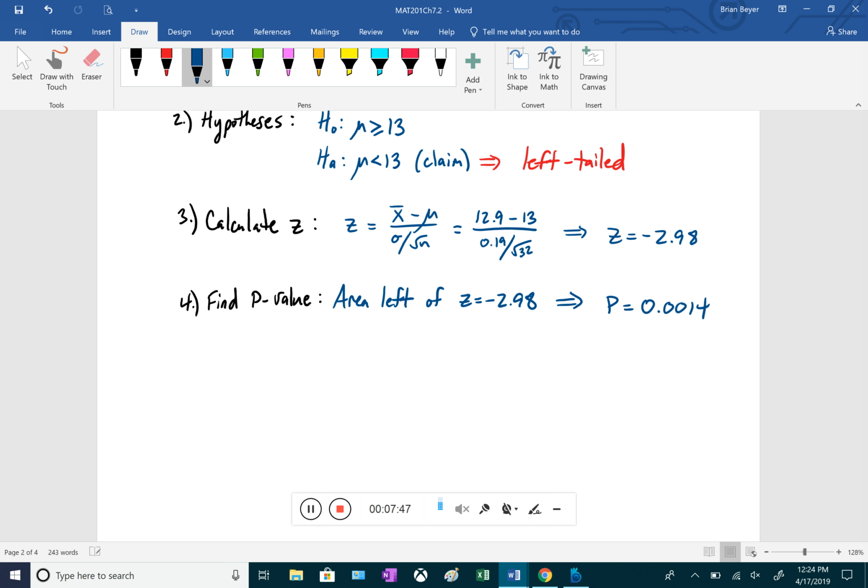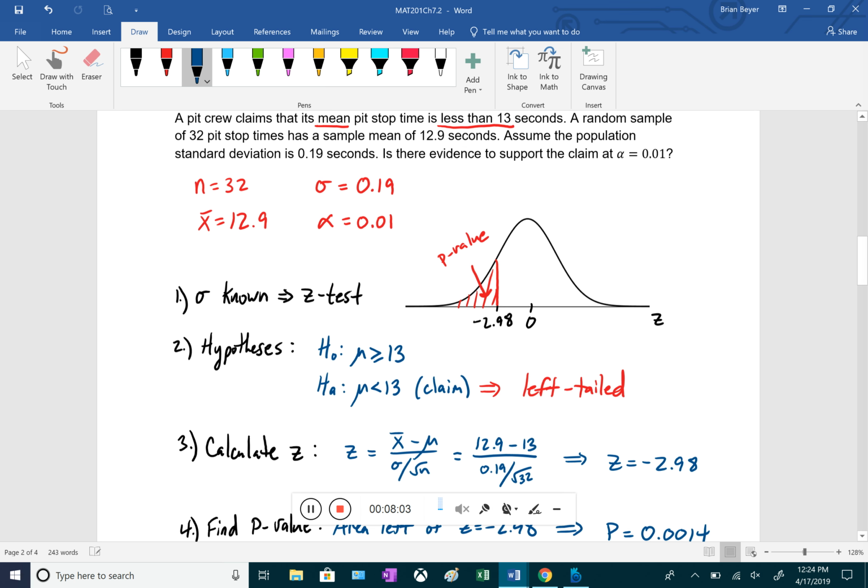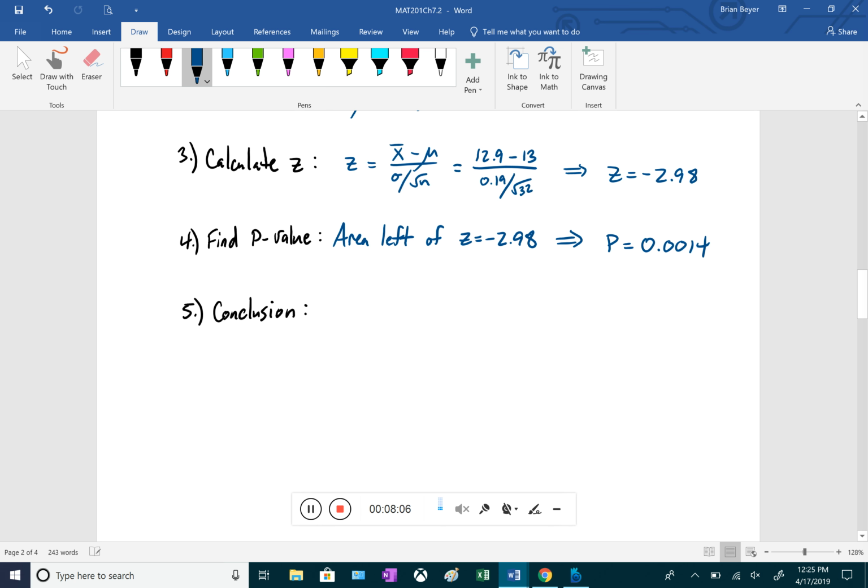Now we have to come up with a conclusion by comparing it to alpha. I just condensed the steps from the first page into 5. So comparing this to alpha, alpha was 0.01. We have 0.0014. So that means p is less than or equal to alpha, because remember, it's either less than or equal to it or it's greater than it. We know it's less than or equal to it because the p-value was 0.0014, which is less than 0.01.